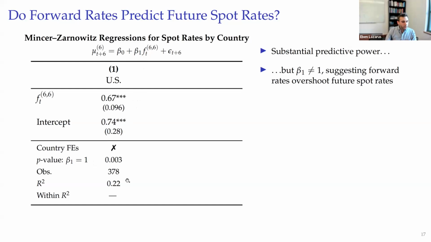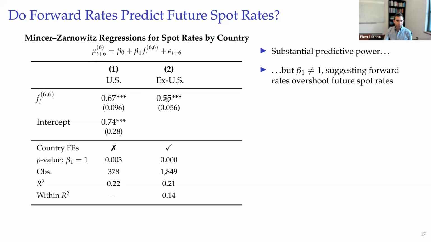Now, it is true that if you look at the R squared number here, the forward rates pick up quite a bit of the predictable variation in future spot rates. So it's not as if they're just totally off in understanding the dynamics of the risk premium going forward. The sign is correct. The R squared is non-trivial. It's just that there's overshooting in the forward rate relative to the realized future spot rate.